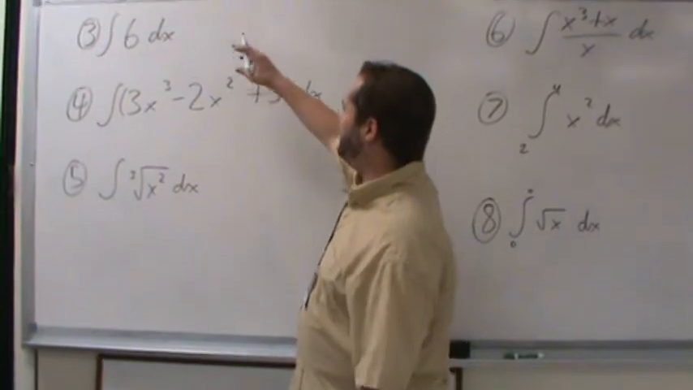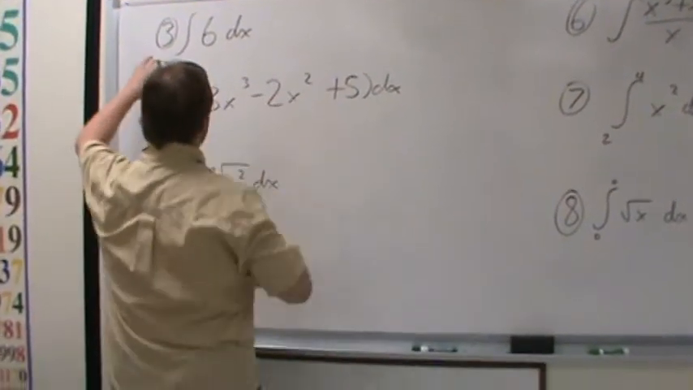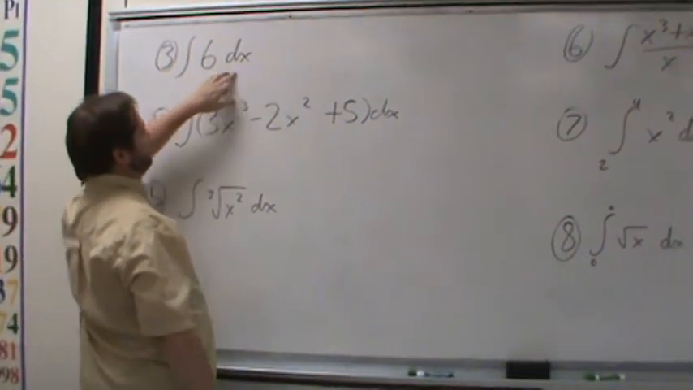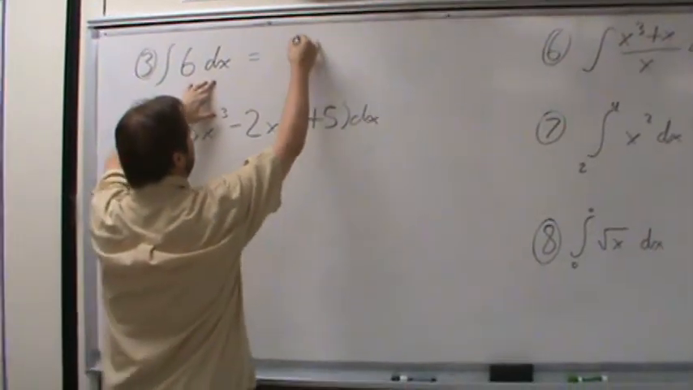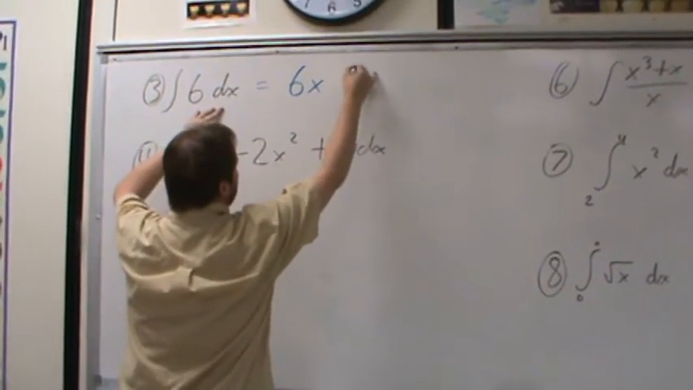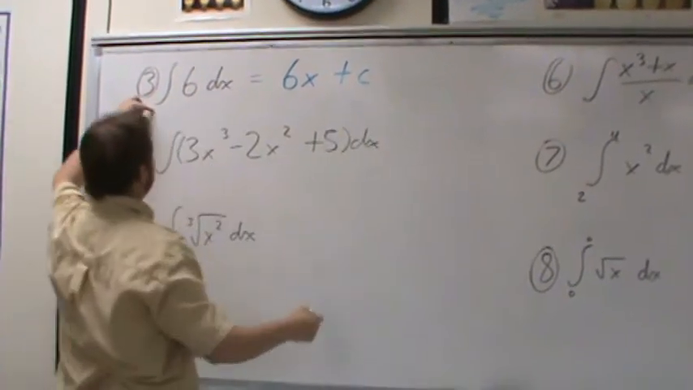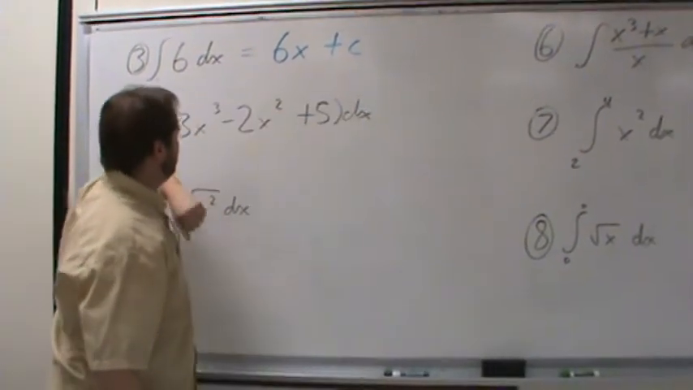Alright, we're going to start the review just on number 3. We're integrating the constant 6 with respect to x. It's a very quick, easy integral. 6x, don't forget, plus c. It's indefinite, so we have to have a plus c on the end.